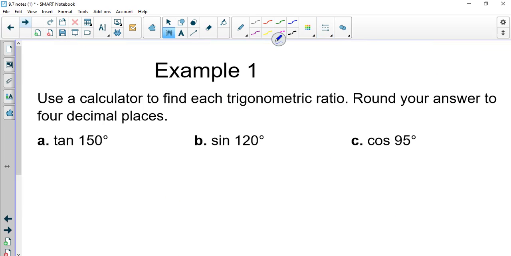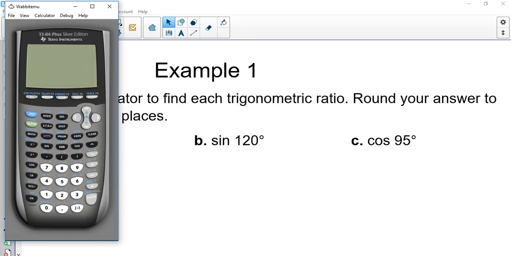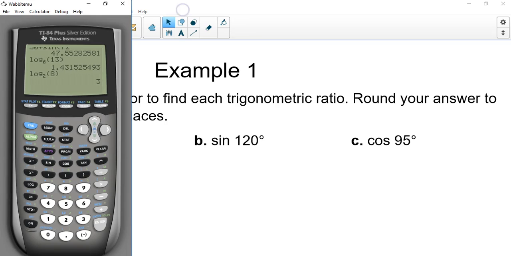Okay, into the new stuff for this. Use a calculator to find each trigonometric ratio. Round your answers to 4 decimal places. So this is simple calculator work. We're going to take our calculator, turn it on, and say tangent of 150. Remember, always make sure your mode is set on degree. Tangent of 150 equals 0.57735. So we have to round that 3 up to a 4. So 0.5774.